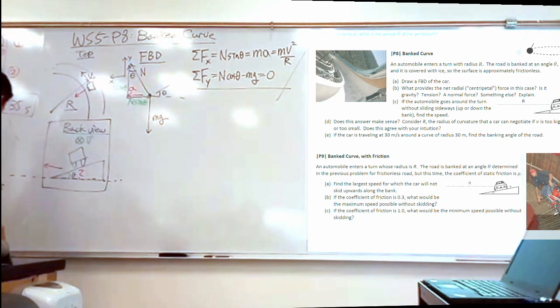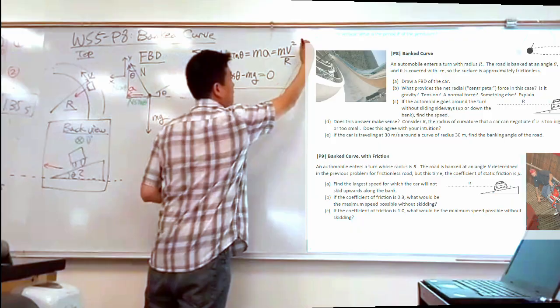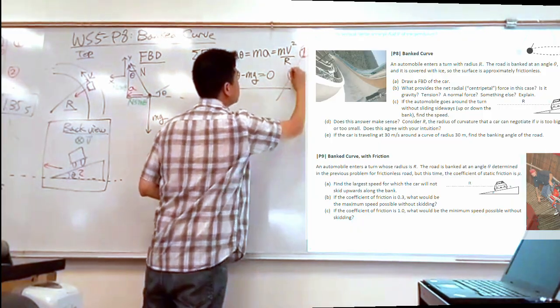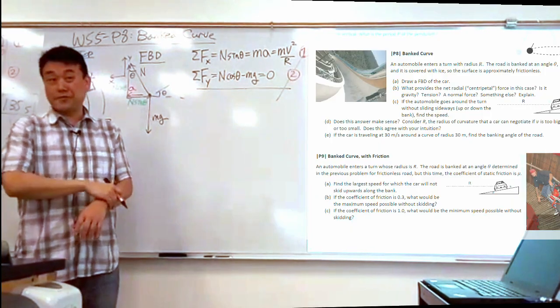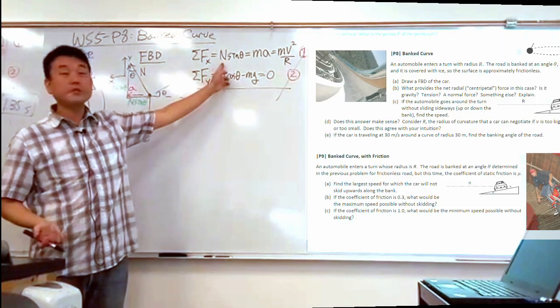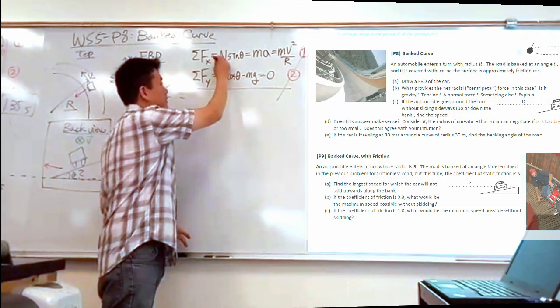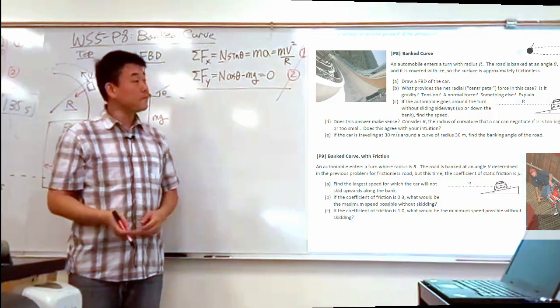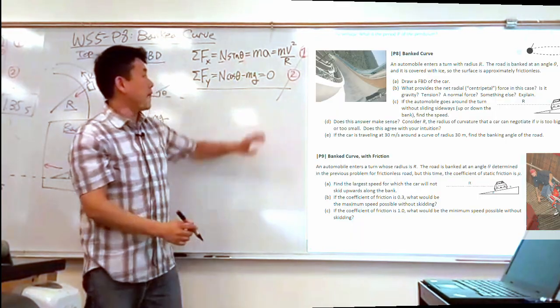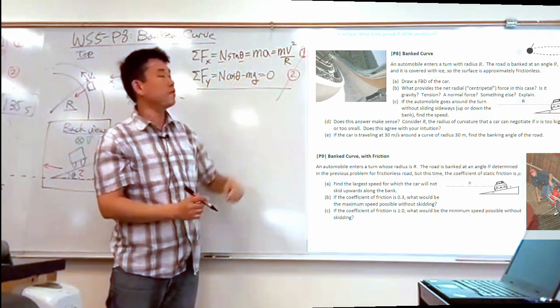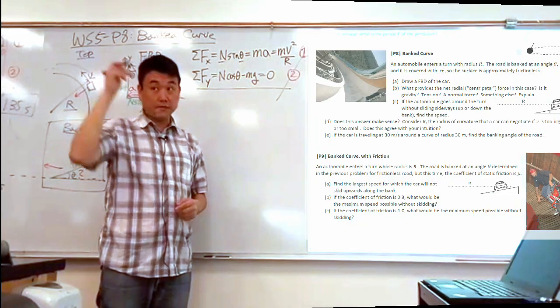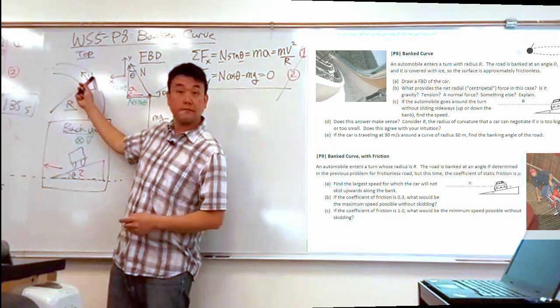So let me do a quick check to see if I have the correct number of equations and unknowns. I have 2 equations, so I better have only 2 unknowns. Do I know the normal force? No. Do I know the angle? No, because they are looking for it. Do I know velocity? It's given. We treat it as given.